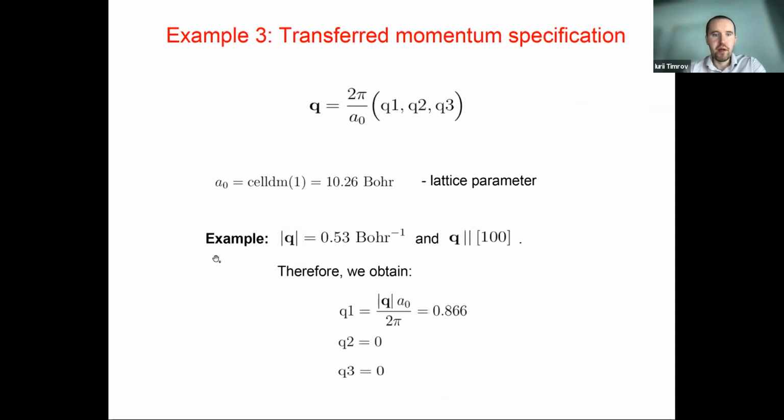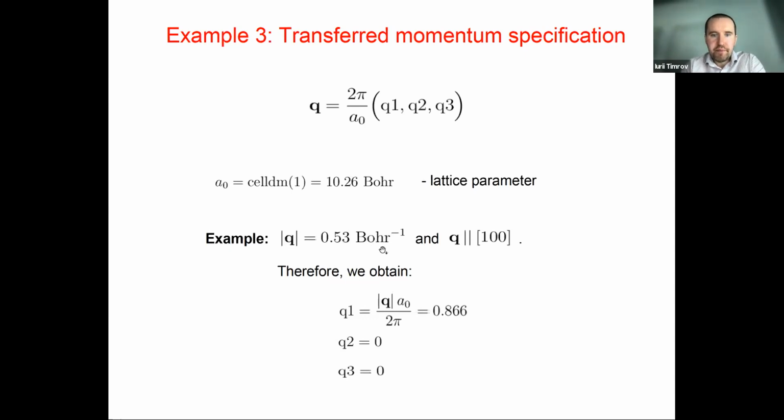For example, let's say we find some paper in the literature where some people computed the electron energy loss spectrum for silicon. They show the spectrum and they write that the modulus of q is 0.53 Bohr to the power minus 1, and they say that q is along the 100 direction in the Brillouin zone. We say, okay, I want to do the same calculation, so how do I specify it in the turbo_eels code?